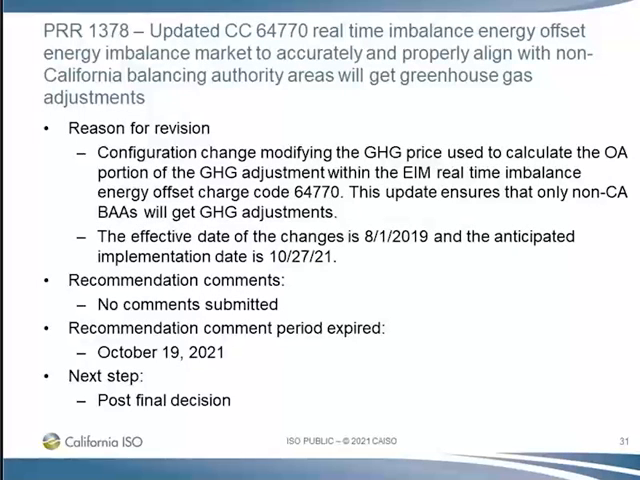1378 is for charge code 64770 for the real-time imbalance energy offset energy imbalance market. This is just to properly align non-California Balancing Authority areas with the greenhouse gas adjustments. This will be effective dated, retroactive dated to 8/1/2019, and will also be going deployed this week. No comments were submitted at this time, and our next step is to post final decision.